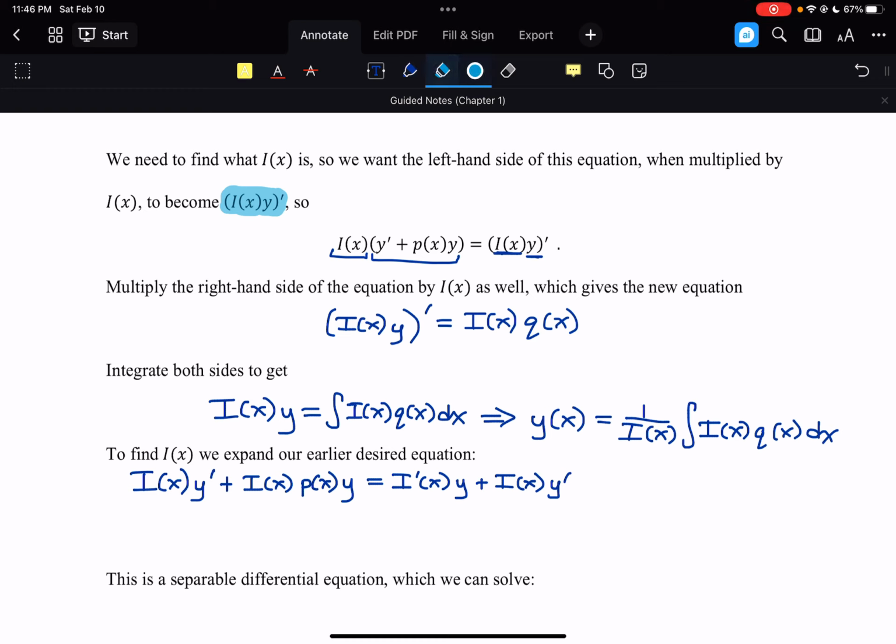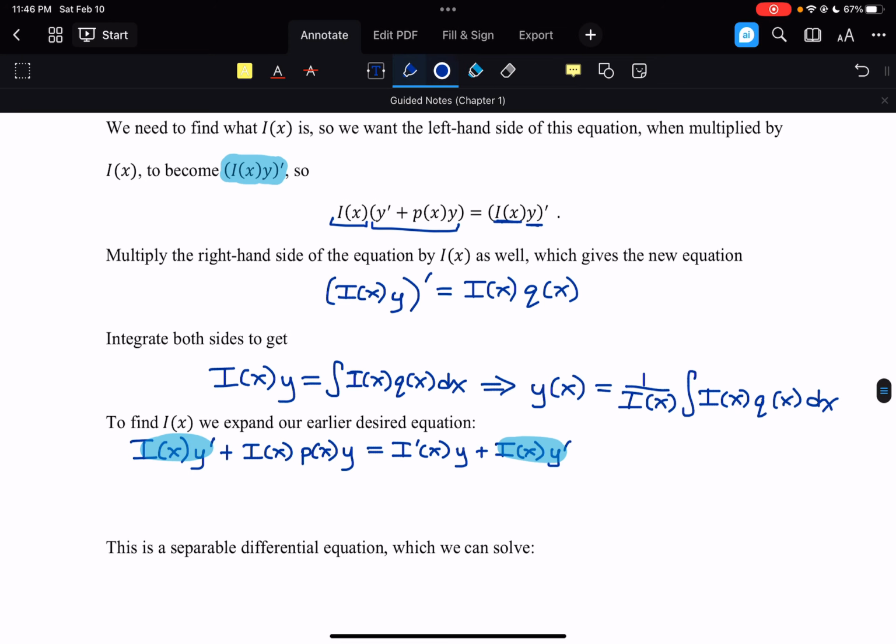We do have a term in common here. That's I times y prime. We can subtract that off of both sides. So we have I of x times p of x times y equals I prime of x times y. And a common factor of y here, assuming that y is non-zero. Divide that away. So we get I of x times p of x equals I prime of x.